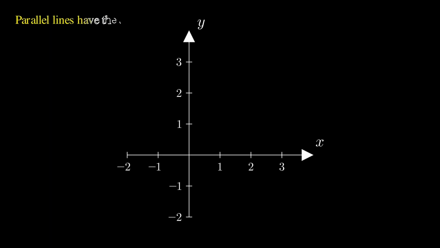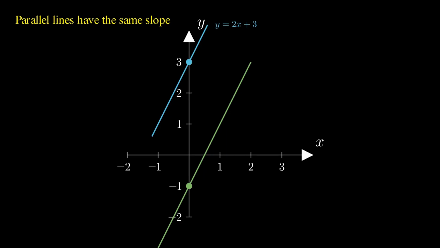Parallel lines have the same slope but different y-intercepts. Because their slopes match, they never intersect. For example, the line y equals 2x plus 3 and y equals 2x minus 1 are parallel lines. This is because they both have a positive slope of 2. Even though they're on different parts of the graph, they maintain the exact same steepness and direction, so they'll never meet.